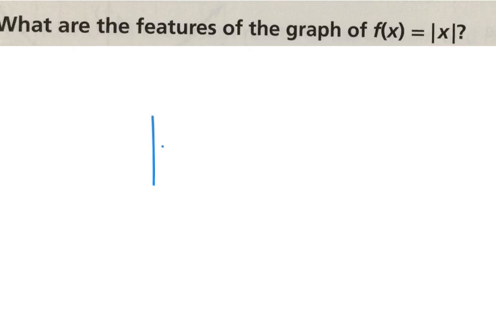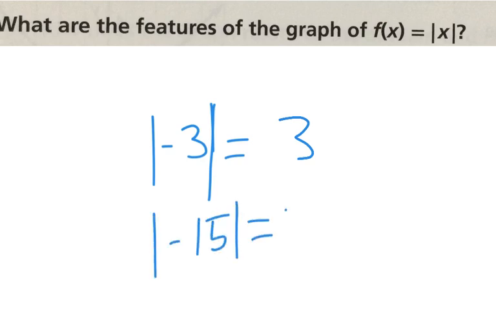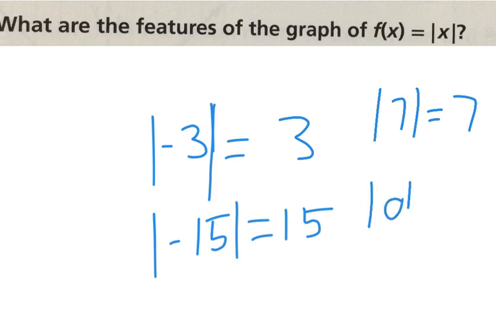What is the absolute value of negative 3? Do you have to write this down? The absolute value of negative 3 is 3. What's the absolute value of negative 15? 15. It's 15. What's the absolute value of 7? It's 7. What's the absolute value of 0? 0.